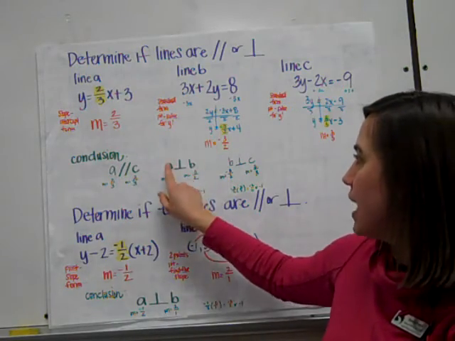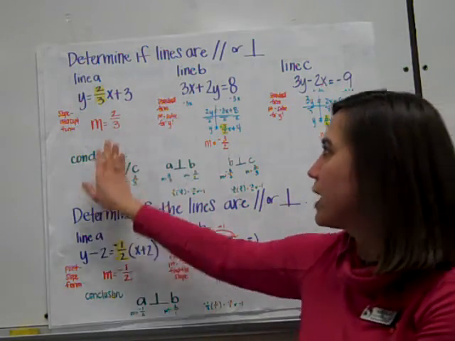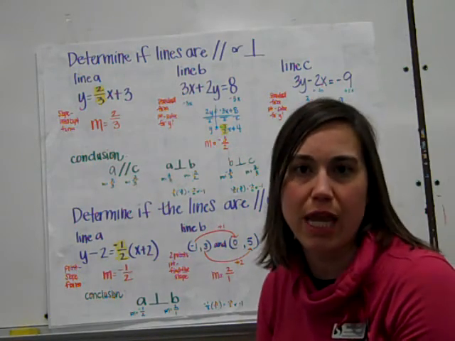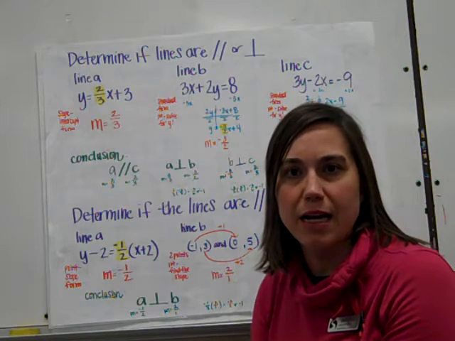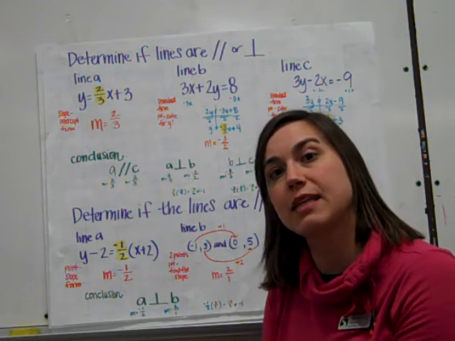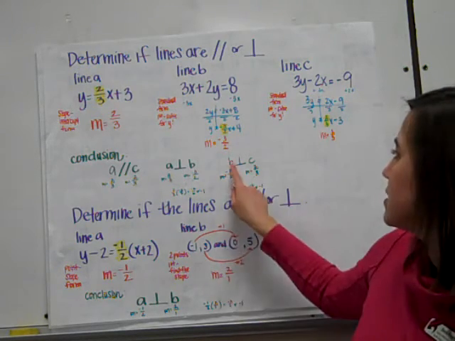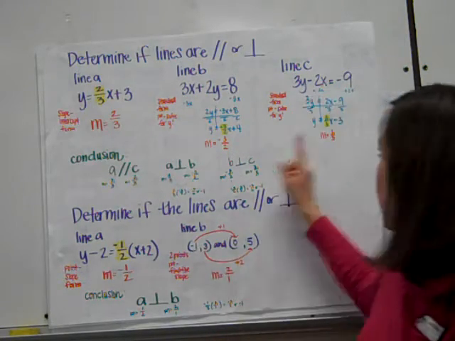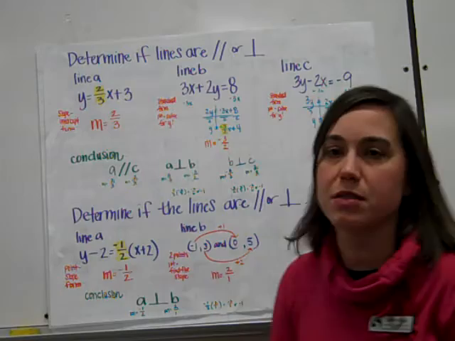I can also prove that A is perpendicular to B. So if I look at A, slope of 2/3, and B, slope of -3/2, their slopes are opposite signs and reciprocals of each other. Just like B and C. Line B has a slope of -3/2, and C has a slope of 2/3.